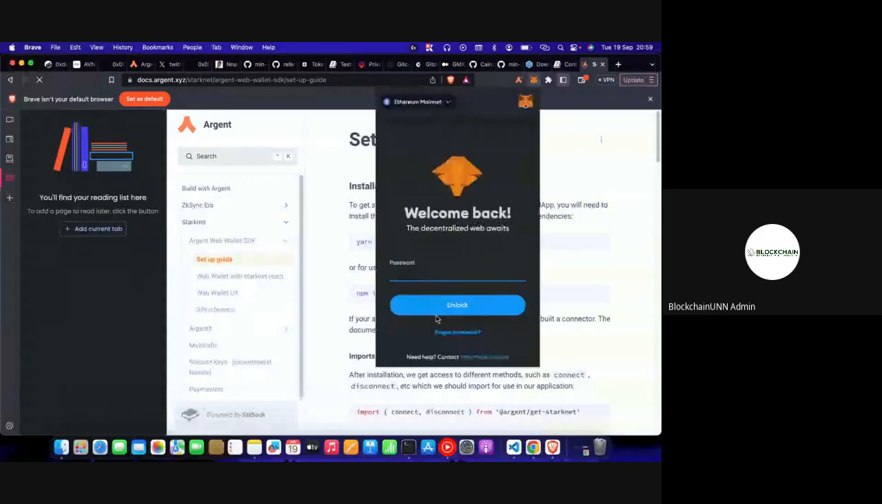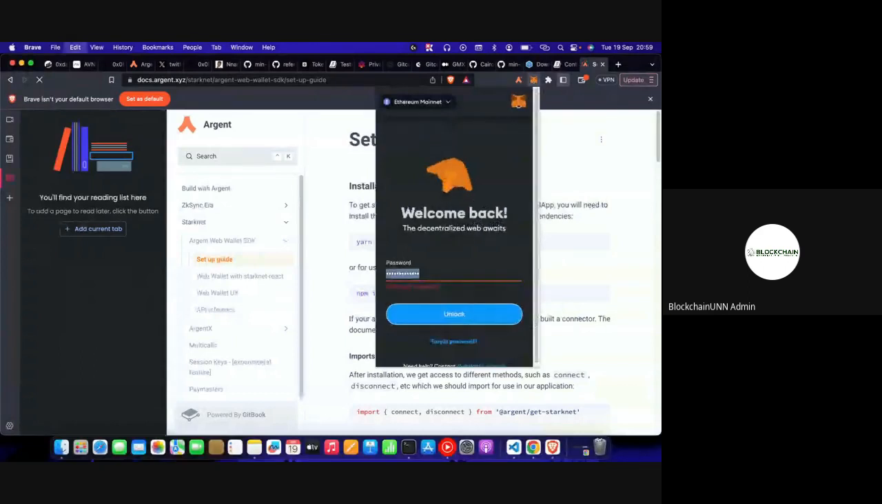So if I head over to my MetaMask, let me just try logging in. Correct password.